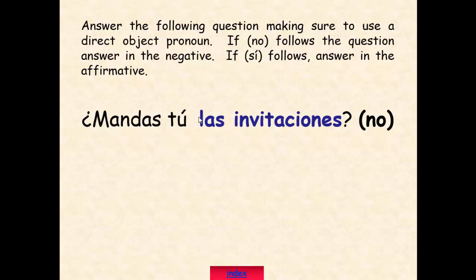¿Mandas tú las invitaciones? Did you send the invitations? You're going to answer from your point. So, no las mando. No, I do not send them.